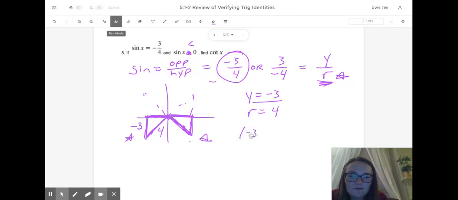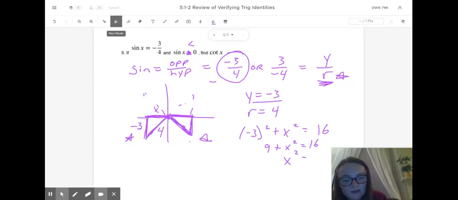This is going to be -3 squared plus, we'll say, x squared is equal to 4 squared, which is going to be 16. So I get 9 plus x squared is equal to 16. And so I get that x squared is going to be equal to 7. Okay? So then I get x is equal to the square root of 7. So we're going to get the square root of 7 here. And alternately, you could have negative or you could have positive because I had a typo here.